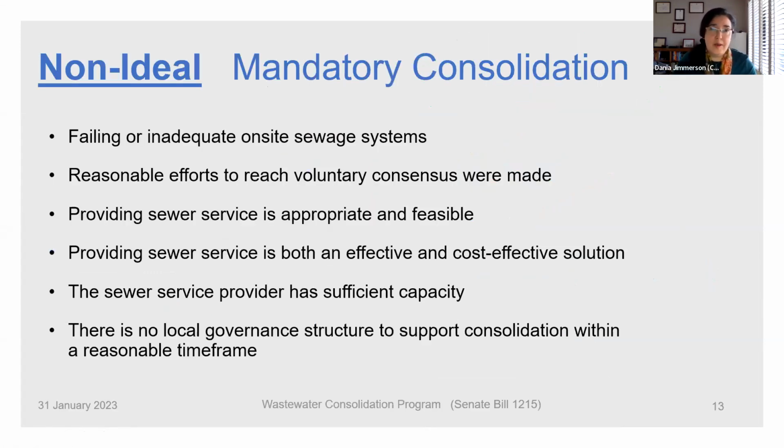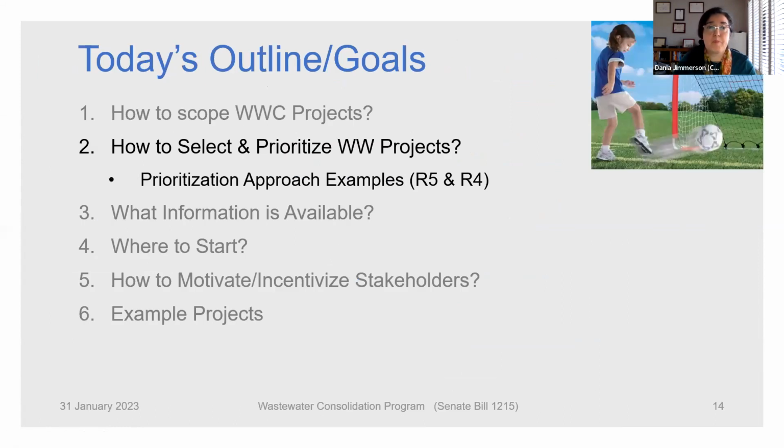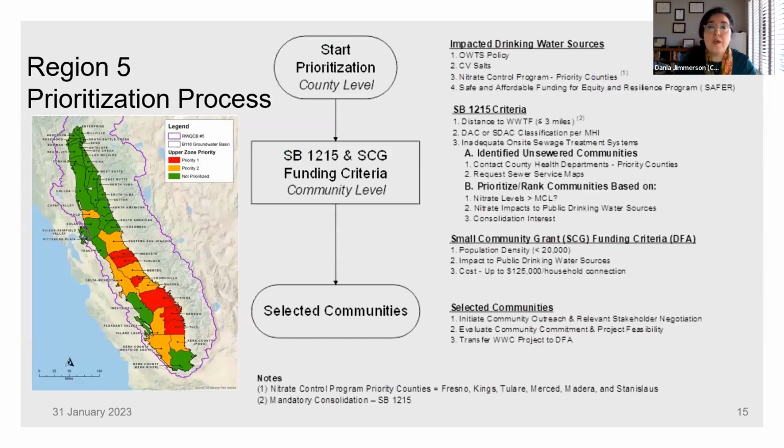And these are just some of the findings that need to be made if we were to proceed with the mandatory consolidation. So the second step is how to select and prioritize wastewater projects. I will go through a couple of prioritization approach examples from Region 5, the region where I work, and Region 4, which is the Los Angeles region.